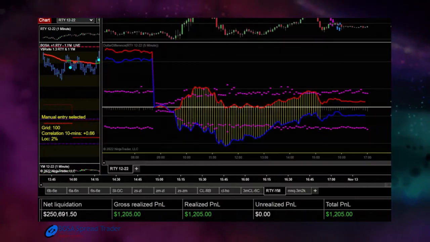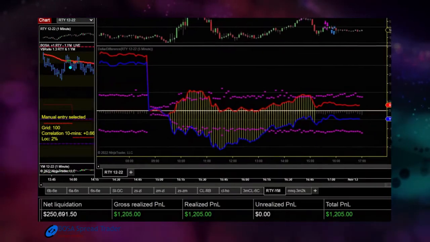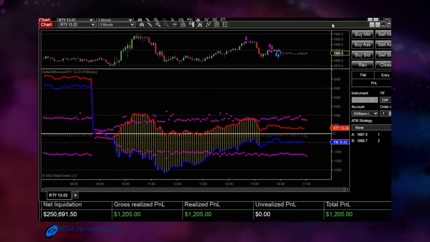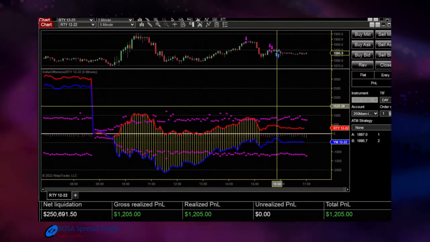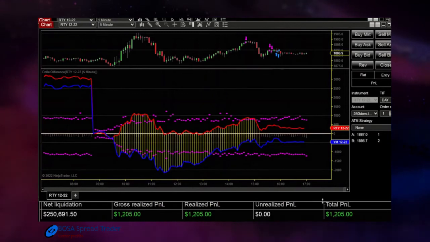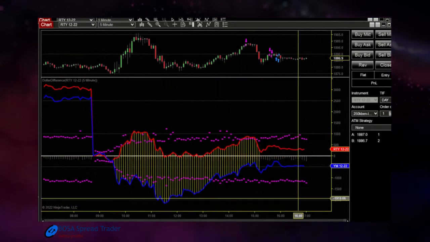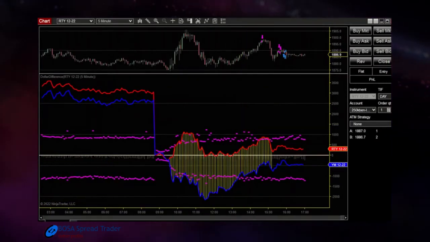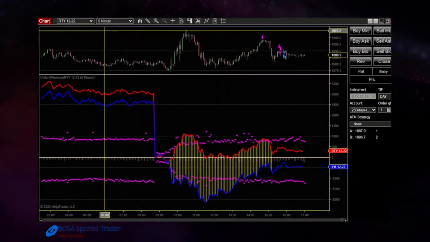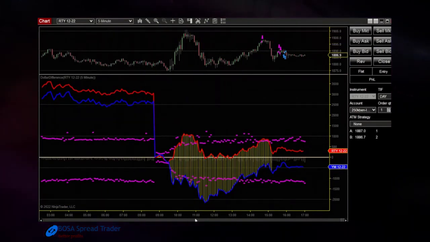So I want to show you what I've been doing. I've got another approach here to analyzing our spreads. And let's go over this. So this is a 5-minute chart. Now, I don't trade the spreads on a 5-minute chart. I go for the 1 minute.